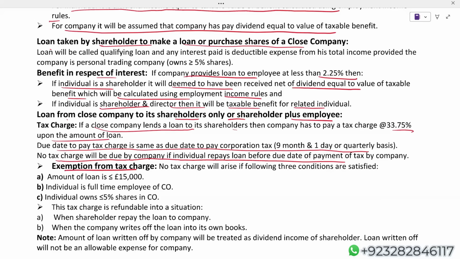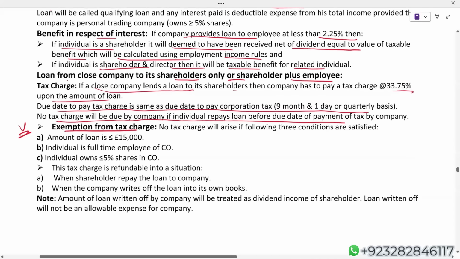Exemption from tax charge, student, this is very important. No tax charge will arise if the following three conditions are satisfied. The amount of the loan is less than or equal to 15,000 pounds. The individual is a full-time employee of the company. The individual owns less than or equal to 5% of the shareholding of that closed company. If all three conditions are met, then there will be no tax charge.